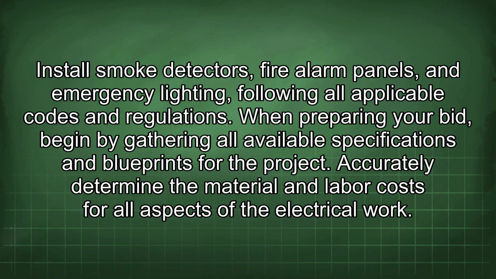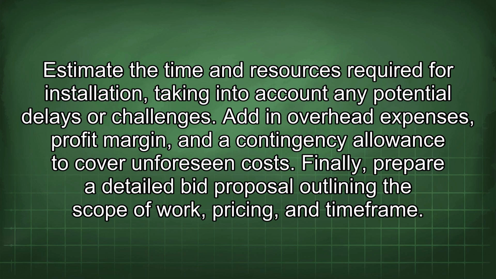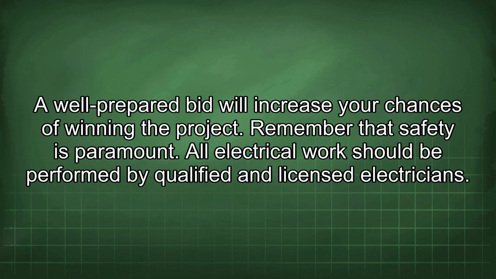When preparing your bid, begin by gathering all available specifications and blueprints for the project. Accurately determine the material and labor costs for all aspects of the electrical work. Estimate the time and resources required for installation, taking into account any potential delays or challenges. Add in overhead expenses, profit margin, and a contingency allowance to cover unforeseen costs. Finally, prepare a detailed bid proposal outlining the scope of work, pricing, and time frame. A well-prepared bid will increase your chances of winning the project.